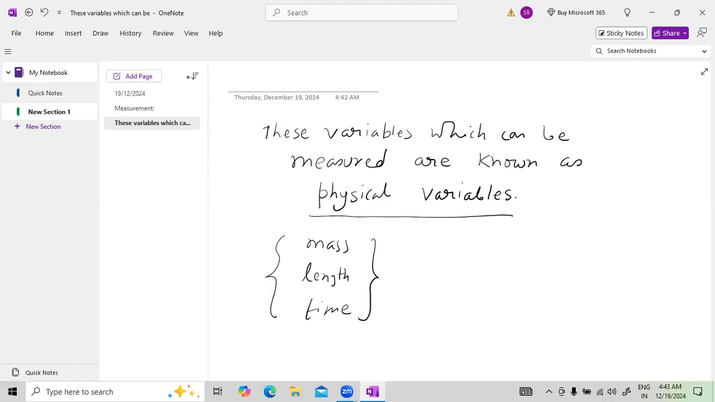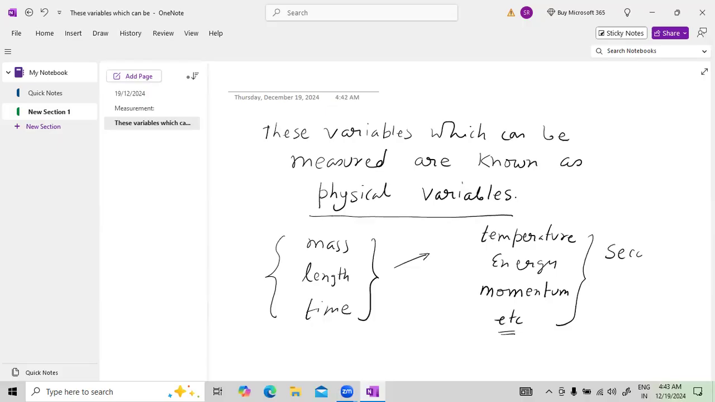Apart from these three variables, there are also some secondary variables which we will gradually come to know, like temperature, energy, momentum, etc. These also can be measured, and these are known as secondary physical variables.